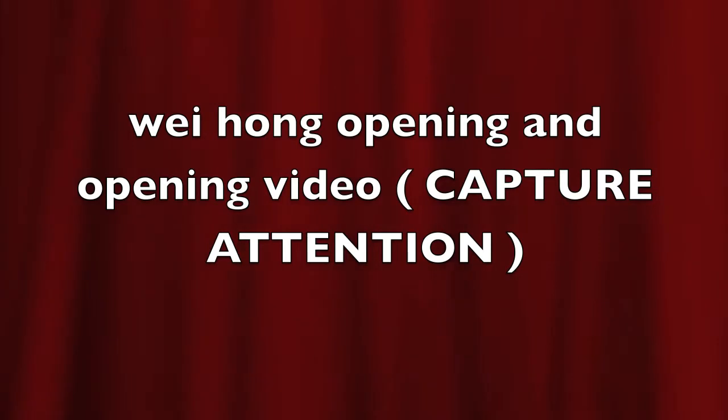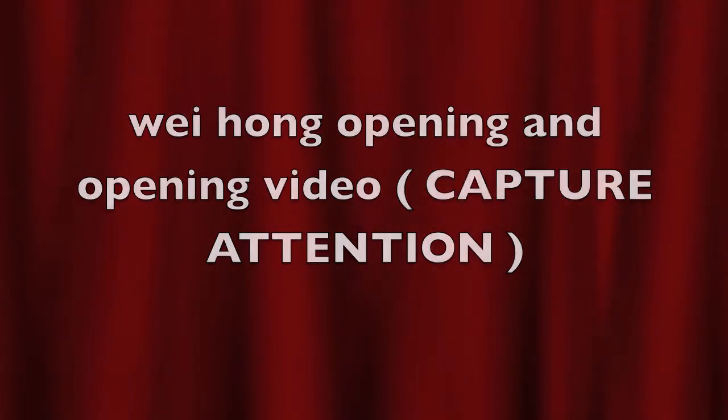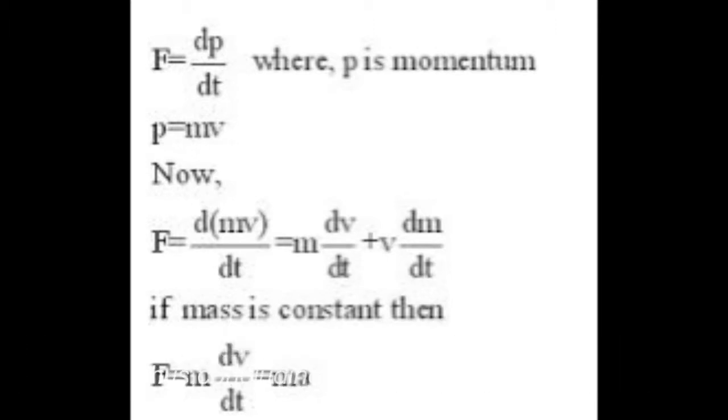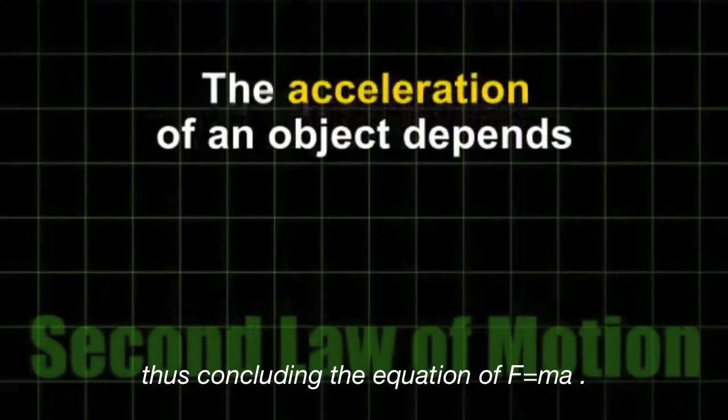Wasn't that spectacular? Don't worry, it can be explained in physics terms too. Let's take a look. Force is equal to the rate of change of momentum with respect to time, for which momentum is equal to mass times velocity. Thus, concluding the equation F equals ma.